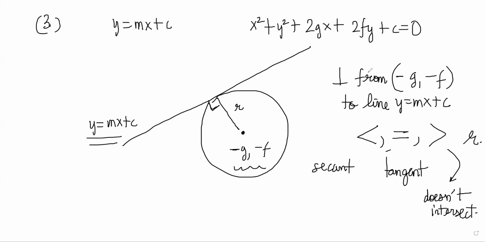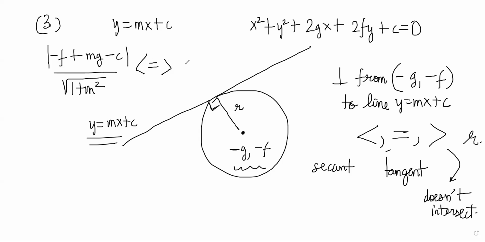equal to 0, right? So what we can do here is basically drop a perpendicular from minus g, minus f to this line. So you will get basically what? Minus f minus mx, so plus mg minus c, mod, by root over 1 plus m square, should be less than, equal to, or greater than the radius, which is root over g square plus f square minus c. Upon squaring, that will immediately give you the condition that you need, right? So use this result also if required, because the geometric way will be faster than trying to do it algebraically, right?